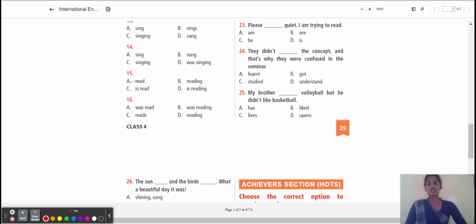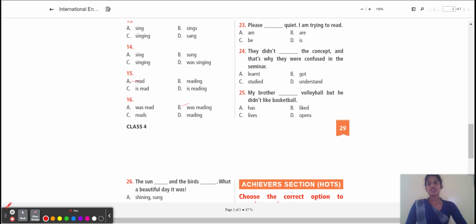"Even yesterday he dash a novel." Even yesterday he was reading a novel. Why? Because the two sentences all belong to the same context. He reads now, so he can read in the evening also. Evening means continuously he is reading. So we can place the past continuous, was reading. So for the 15th one, read is the correct option.